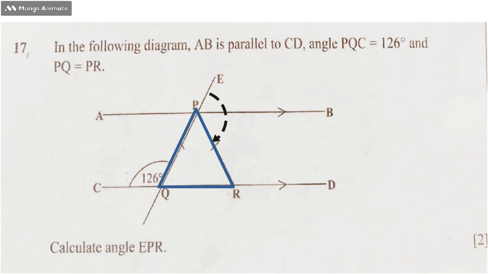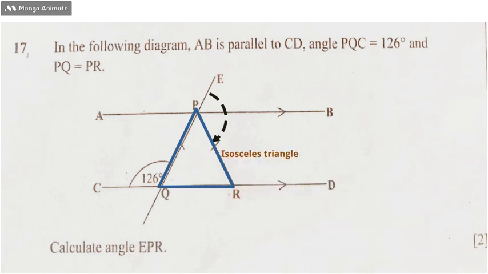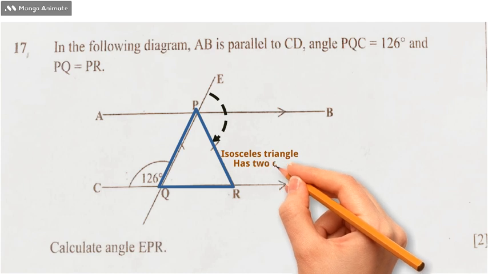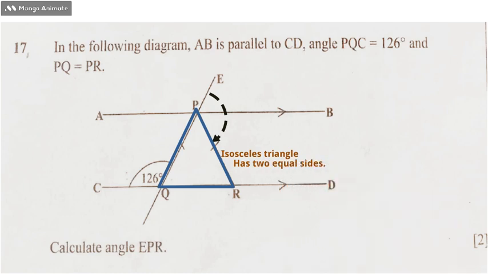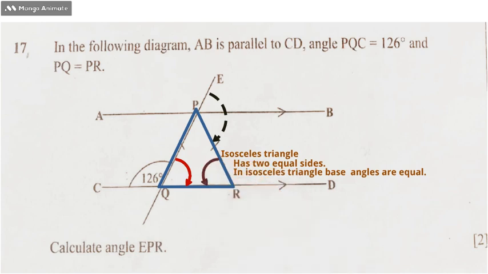We also need to identify what type of triangle that one is. That is an isosceles triangle. What properties do we know about an isosceles triangle? As you can see from the diagram itself, an isosceles triangle has two equal sides. And since it has two equal sides, that means the base angles are also equal. So angle PQR is equal to angle PRQ. Now let's go ahead and find angle EPR.